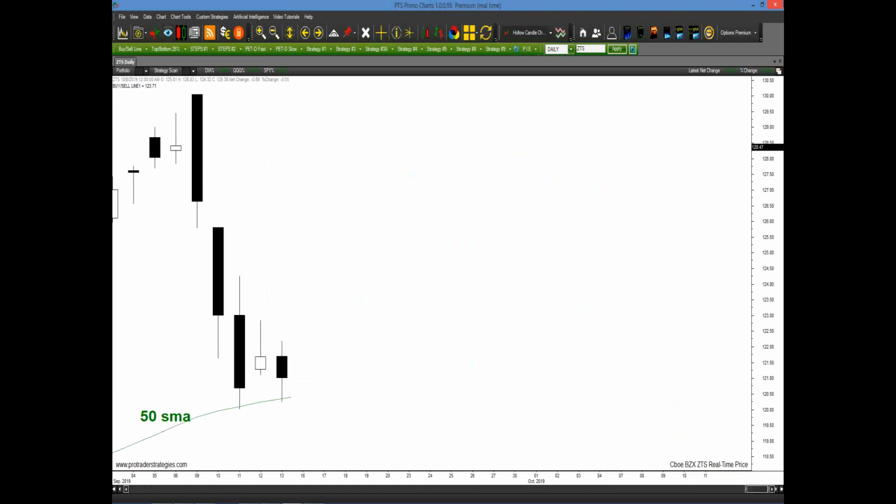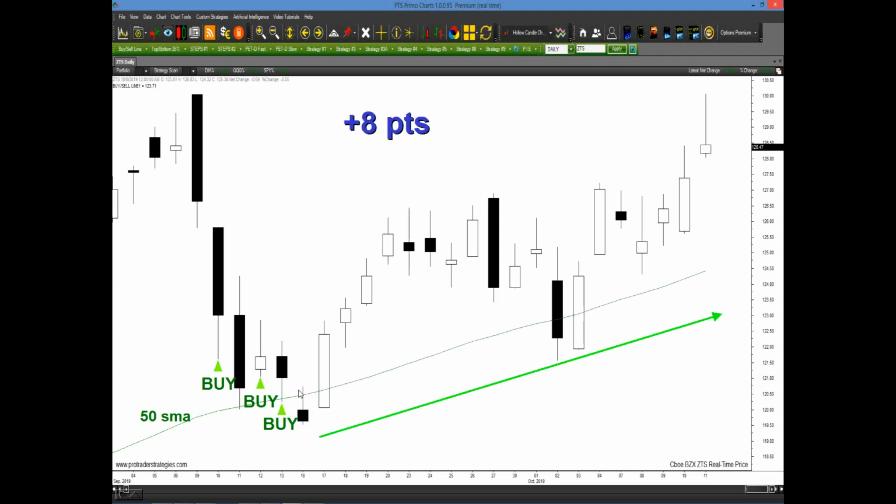Now, if you apply the requirements to strategy number 9, you see that we had a cluster of buy signals: 1, 2, 3. Some are better than others, obviously. But look what happened: 8 points after that. Where you thought the market was falling out of bed, that was actually generating some nice signals for you to take advantage of.